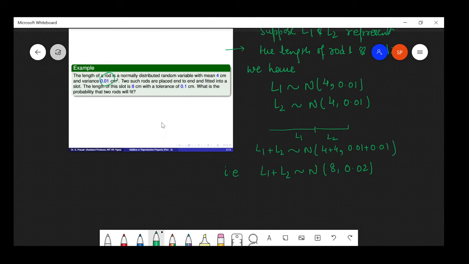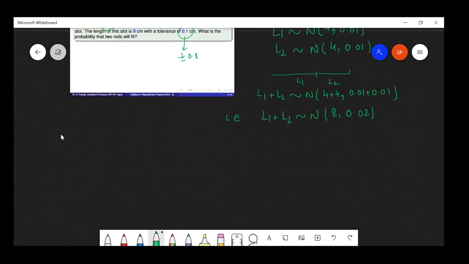The tolerance is 0.5. Now, what does tolerance mean? Here the tolerance is plus or minus 0.1 in the question. According to the question, we find the probabilities: a tolerance of 8 cm means that L lies between, where we consider the whole length is L.